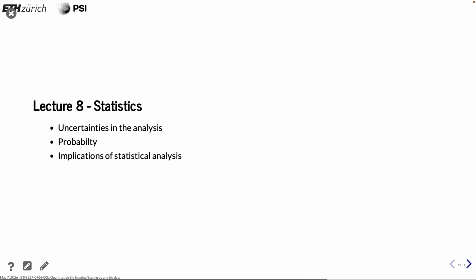Statistics is important throughout. That is actually how we bring our conclusions from the data. And one thing important to start with is the uncertainties in our analysis, and then we went on to probability and some implications of statistics and analysis.